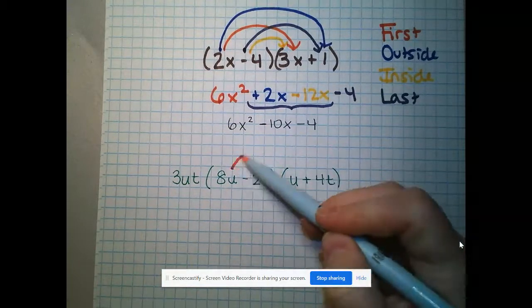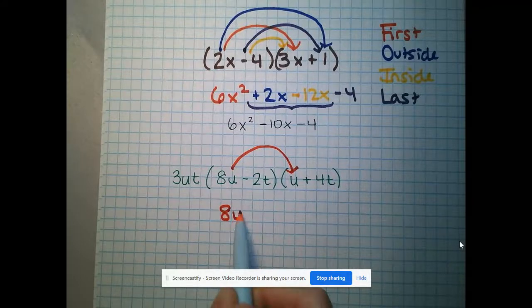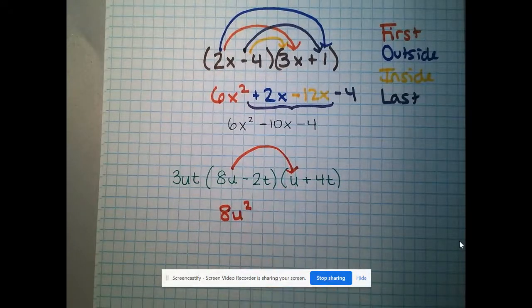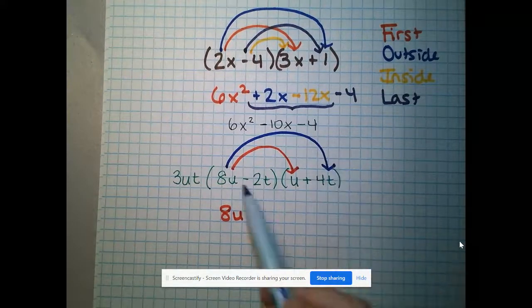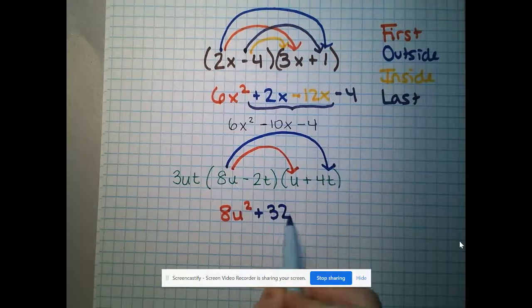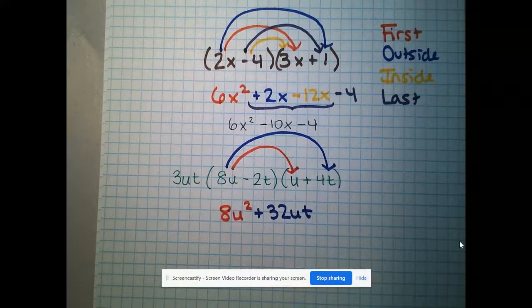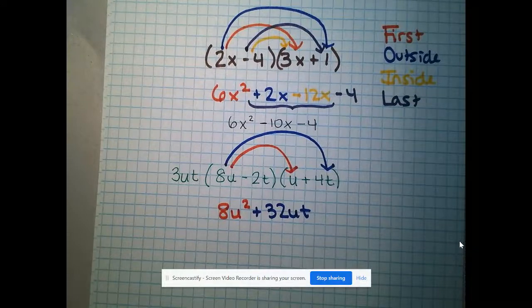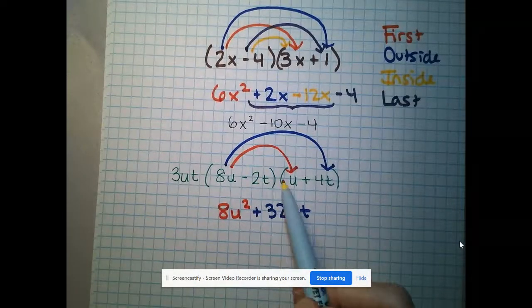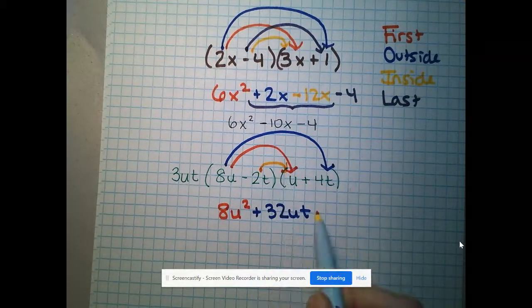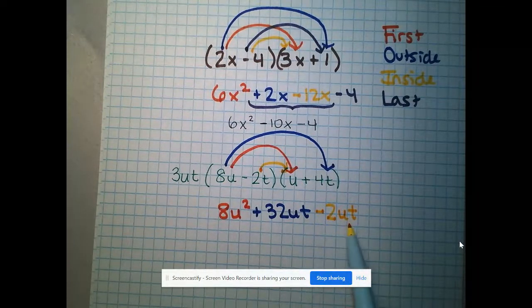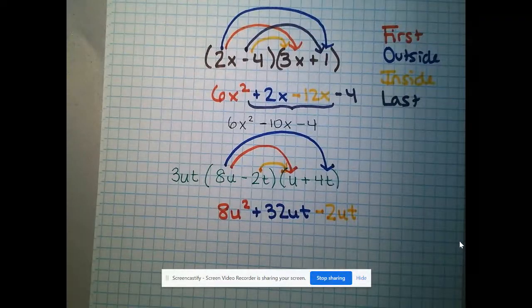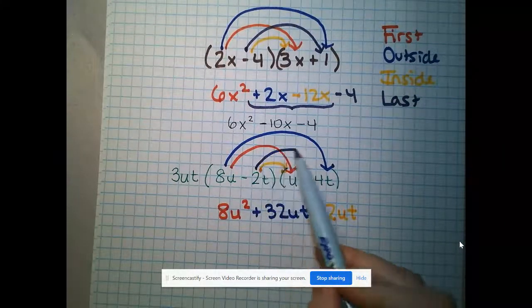First would be 8u times u, which would be 8u squared. Outside, the 8u and the plus 4t: 8 times 4 is 32, and u multiplied by t, you just write both letters, ut. Then inside, the two terms closest to each other: minus 2t times u would be minus 2. You'll notice there's a t and a u. I usually put them in alphabetical order. It also leaves the first one in the same order as the second one, both ut. And then last, the two last terms: minus 2t times the 4t.